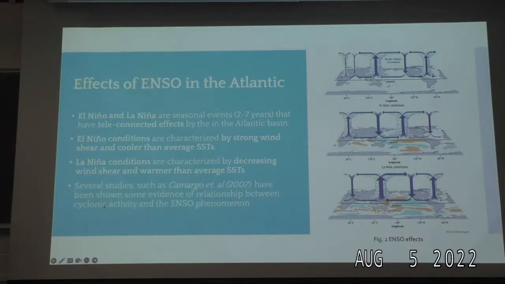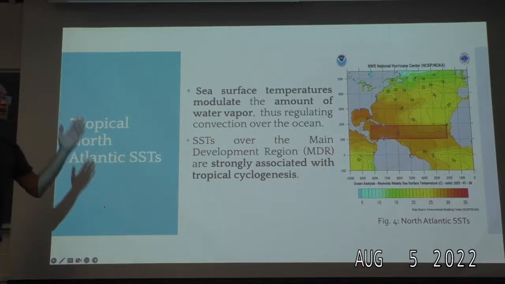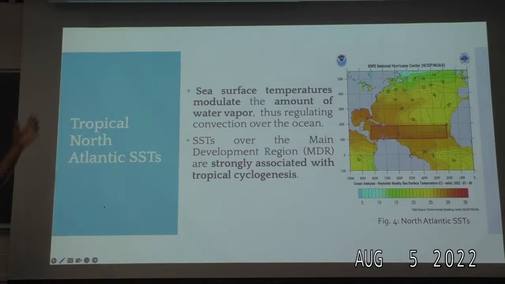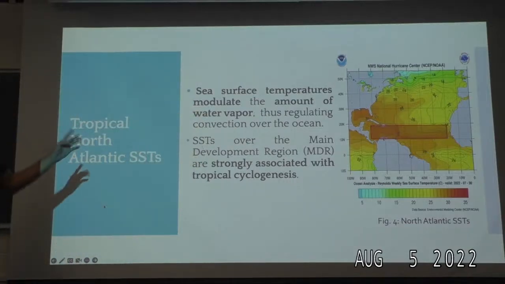Here we are addressing more the early stages of African easterly waves. For tropical North Atlantic SSTs, we have to keep in mind that sea surface temperature modulates the amount of water vapor that goes into the atmosphere, thus regulating the convection that forms over the ocean. SSTs over the main development region, represented with the red box there, are strongly associated with tropical cyclogenesis.